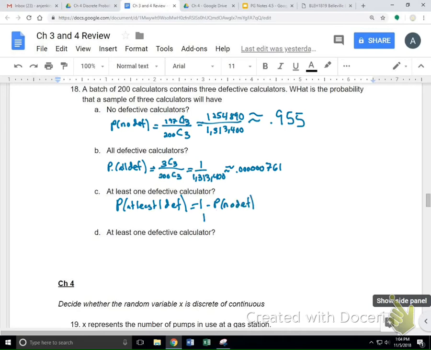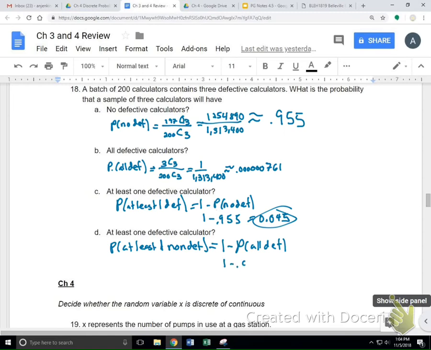And so we got that value above, so it's 1 minus 0.955, which equals 0.045. And then the same concept down here, we have the probability of at least 1 non-defective. And so that is going to be 1 minus the probability of all defective. In those cases, the probability of no defective and the probability of all defective, when we consider those, you can't have what you're looking for because you want at least 1. And there's no way to have at least 1 non-defective calculator and the probability of all defective.